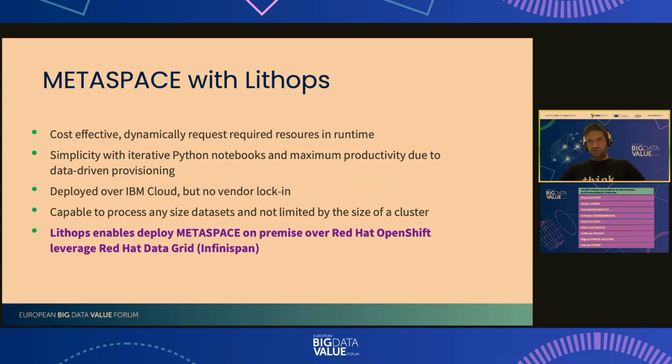So you can take the same Metaspace application from EMBL. You can deploy it with Lithops over Red Hat OpenShift, for example. It's your proprietary cluster. And then Lithops supports Red Hat Data Grid, which is Infinispan, so you can use it for fast in-memory sharing of temporary results. And so it's all optimized, and you can switch it just by one line of configuration. You can deploy it over public cloud, or you can deploy it over your proprietary OpenShift cluster and benefit from Infinispan integration. So that summarizes the EMBL use case.